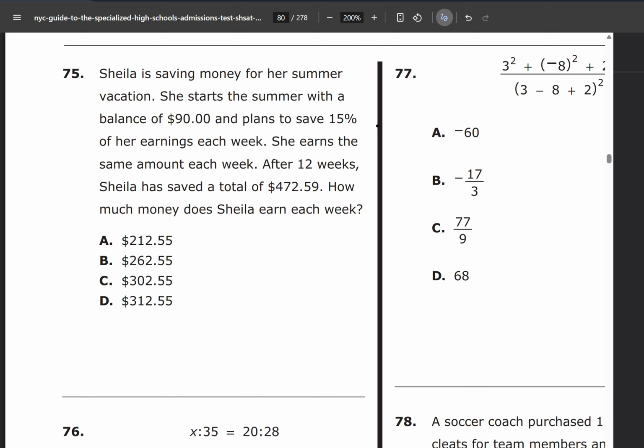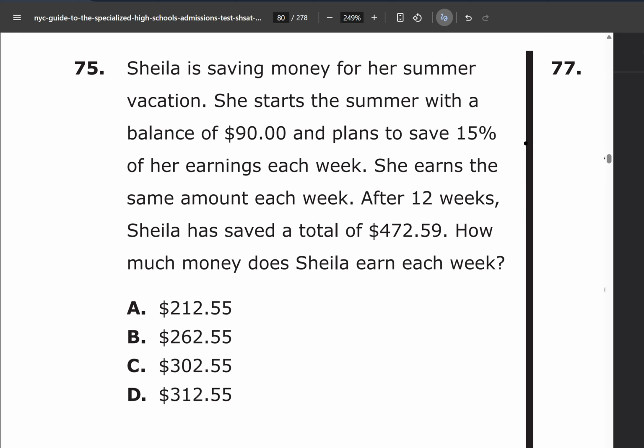All right. So number 25. Shelia is saving money for her summer vacation. She starts the summer with a balance of $90 and plans to save 15% of her earnings each week. She earns the same amount each week. After 12 weeks, Shelia has saved a total of $472.59. How much money does Shelia earn each week?